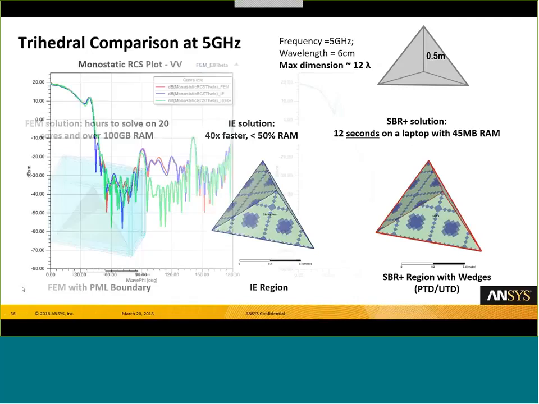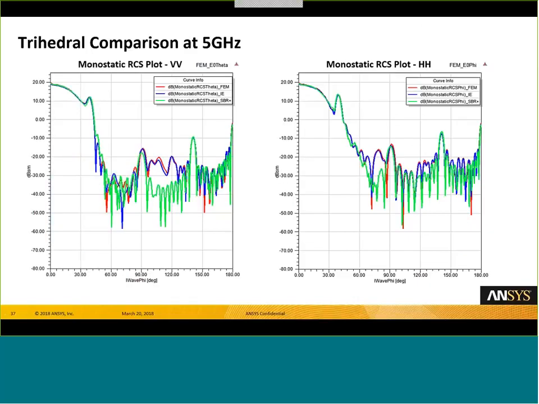And if you look at the comparison, the first thing you notice is that it's a very large dynamic range problem. You're talking about 80 dB of dynamic range for both copol results. The red and the blue traces represent the FEM and IE results, respectively. So they're practically on top of each other, which is really no surprise. Again, these are full wave techniques. It's the most accurate representation, and all the physics comes in for free.